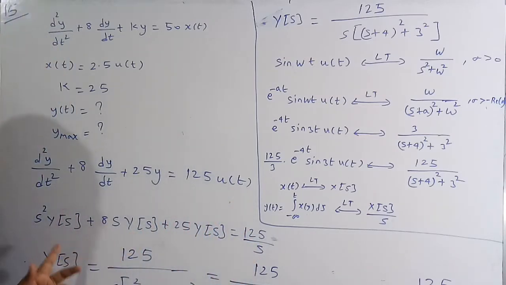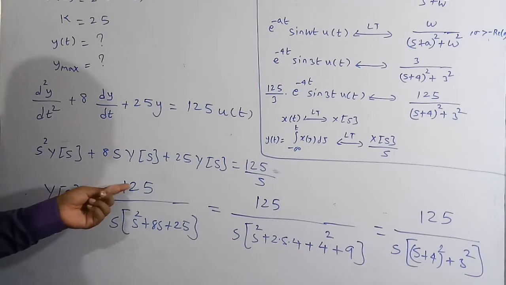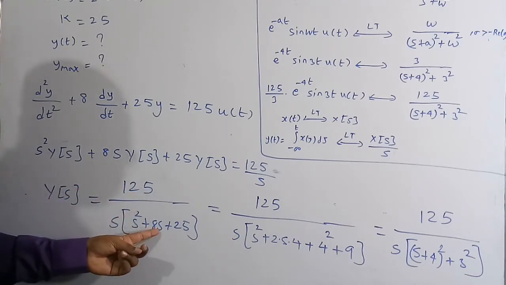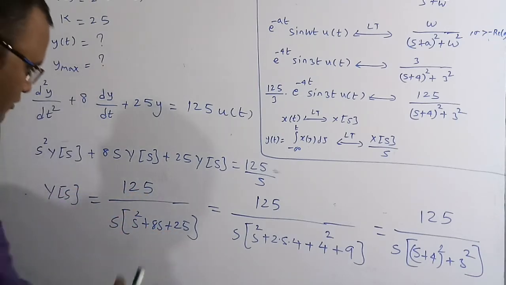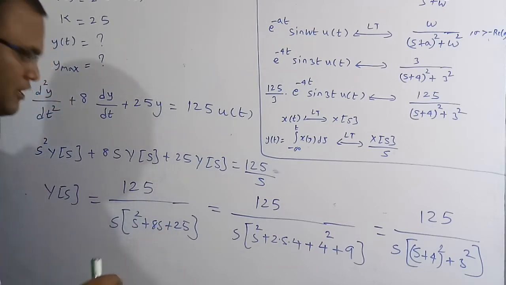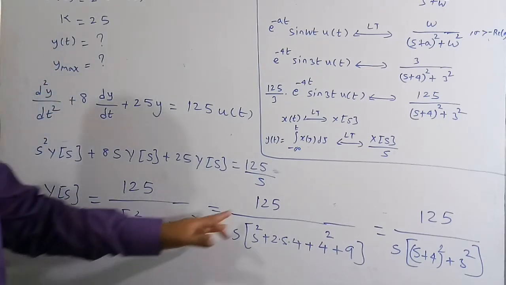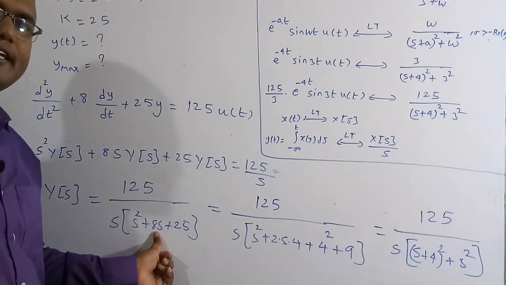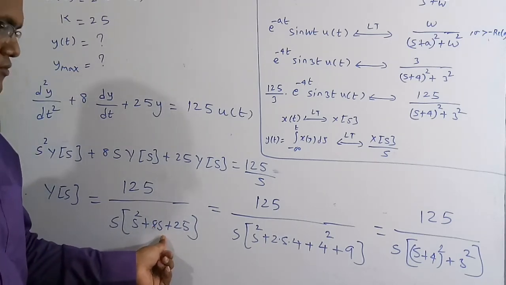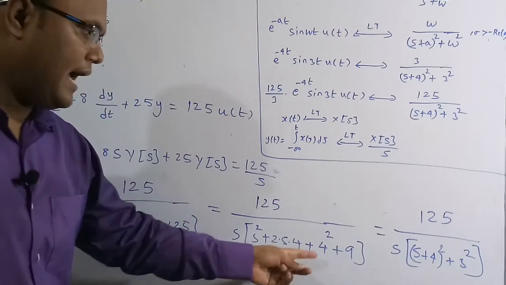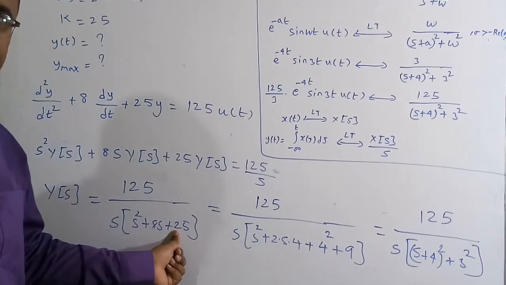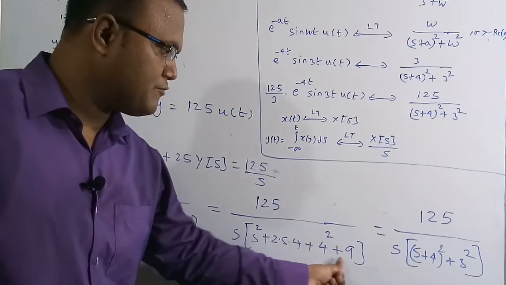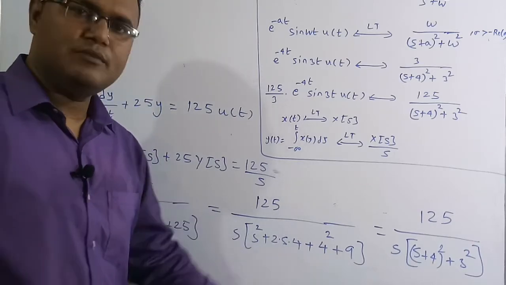After rearranging, finally I am going to get y of s is equal to 125 by s into s square plus 8s plus 25. Now this is the s square plus 8s plus 25, and I am going to write it in another fashion. See carefully: s square plus 8s I can write as s square plus 2 into s into 4, and 25 I can write in terms of 4 square plus 9. 4 square is 16 and 9 is nothing but 3 square.